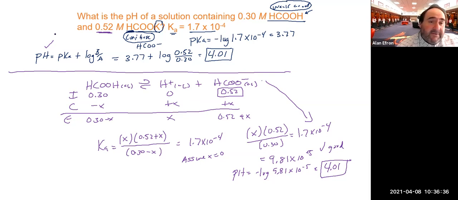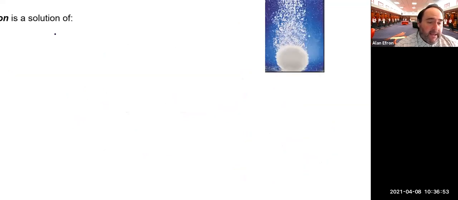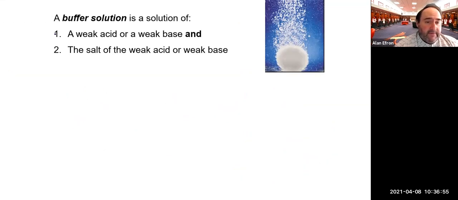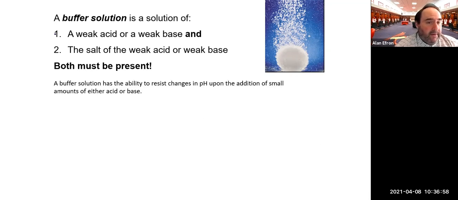Okay, so let's actually talk about then what is that situation that you should use the Henderson-Hasselbalch equation in, and really what we're talking about in this problem and even the previous problem that we did. Really what we have going on in these problems is a buffer. And what is a buffer? So let's talk a little bit about what a buffer is.